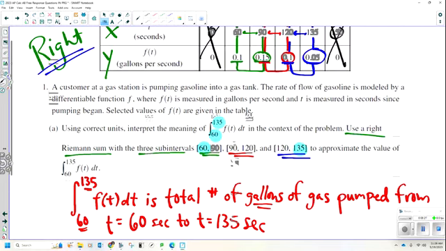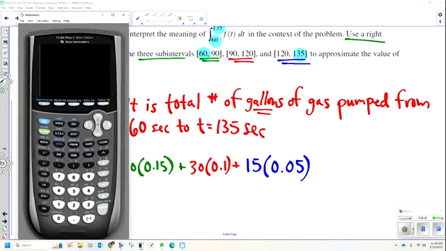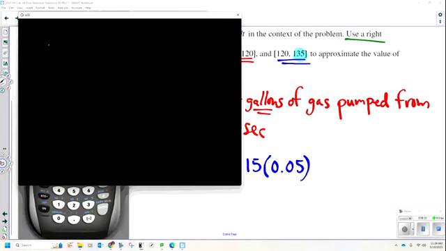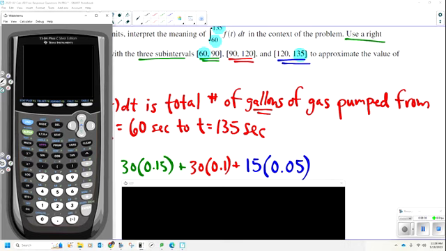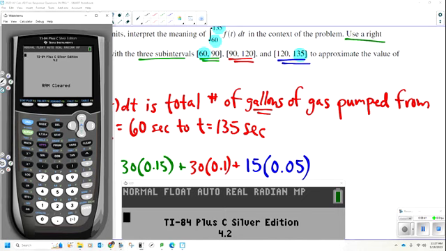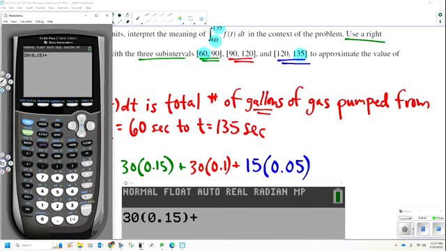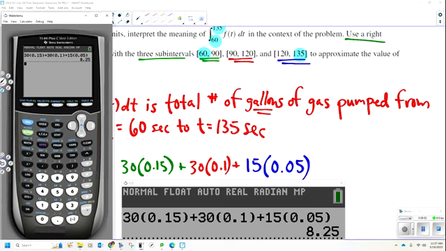Did I get that right? I did. Let's go view, attached to LCD. I'll put that below so I can see what I'm actually typing in. And I get 30 times 0.15 plus 30, and I'm onto the red portion, times 0.1 plus, now I'm onto the blue, 15 times 0.05. I hit enter, and I get this fantastic number, 8.25, which is actually the answer to the second part of 1A.